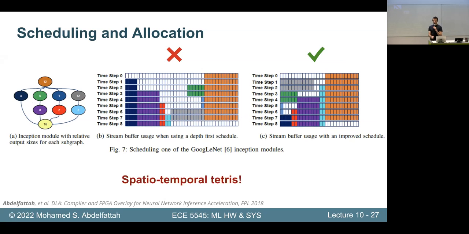So the analogy I like to give there is that this is spatio-temporal Tetris. We ended up formulating this into something called ILP, integer linear programming. Each of our buffers was a two-dimensional shape. And we just needed to make sure that they fit correctly in our space-time diagram of our on-chip buffer without having any data inconsistencies or data hazards or things like that.